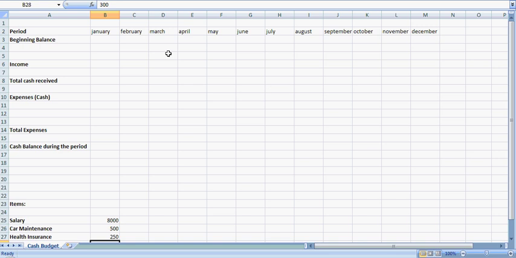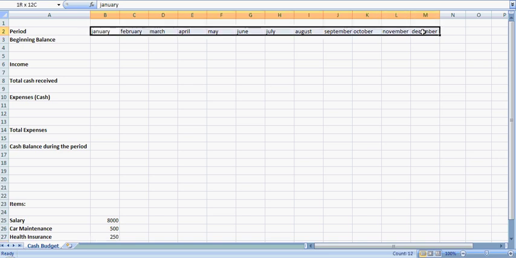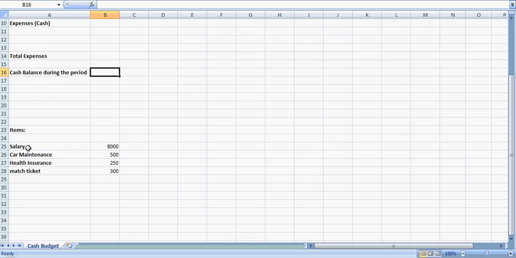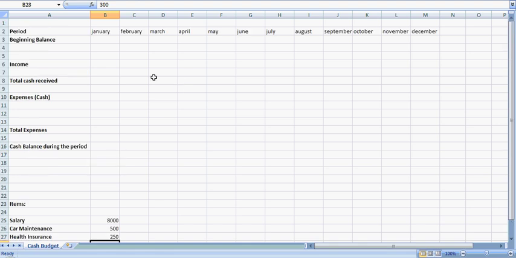cash for it. From what we could see here, we have the months and we have a beginning balance for each month, the income, expenses, and cash at the end of the period. The first step in making this type of plan is by looking at the items we have, which could be, for example, the salary, the expenses such as maintenance, health insurance, match tickets.